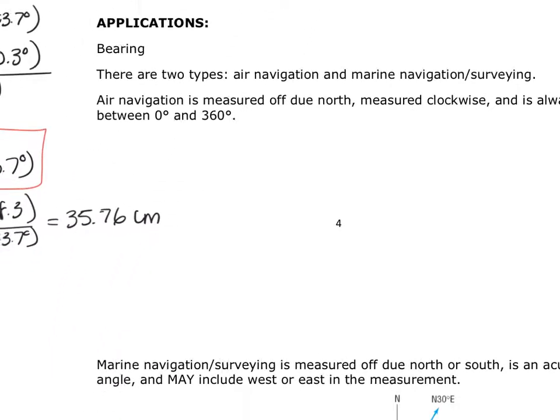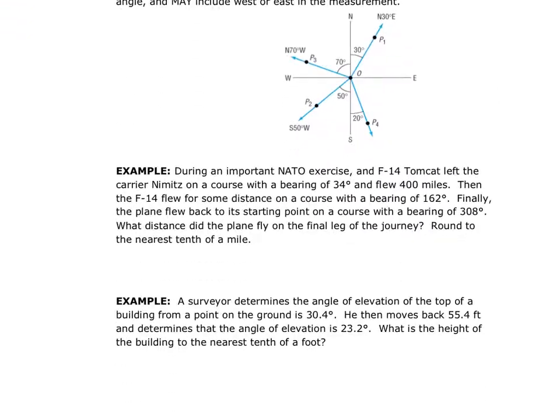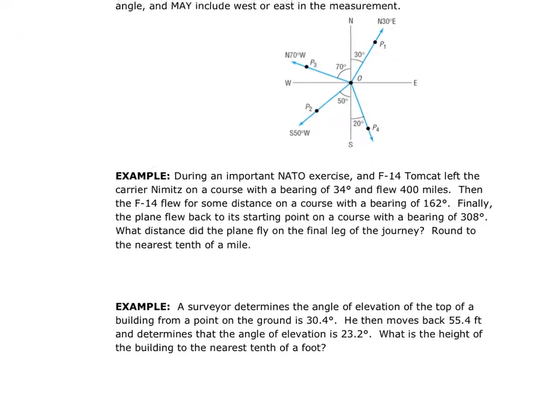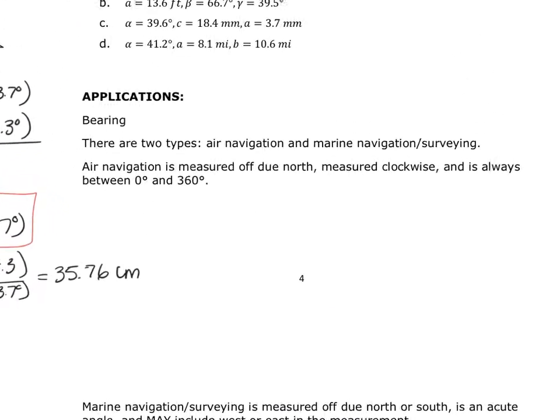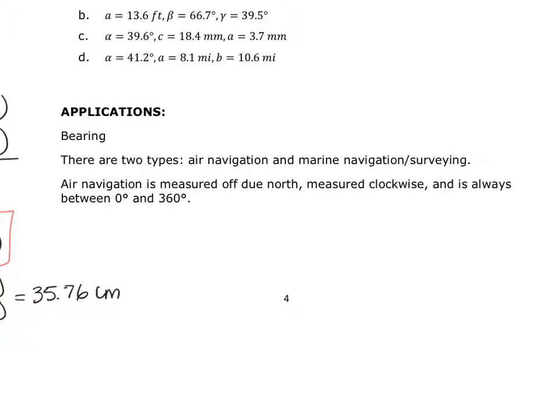I'm going to talk a little bit about the applications, and then tomorrow we're going to pick up the law of cosines. So the applications are bearings. There are two different kinds of bearings. Air navigation is a different kind of navigation than marine navigation and surveying.